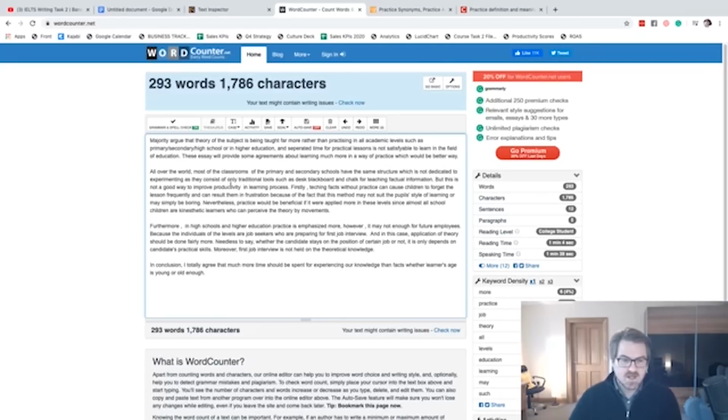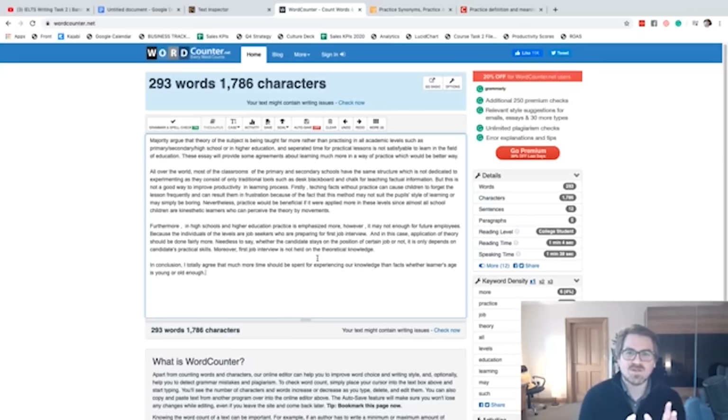Wordcounter.net not only counts your words, it's important to know how many words you're writing, of course, but what is more interesting is this keyword density. You'll see that this person repeated the word more 6 times, practice 4 times, job 4 times, theory 3 times. While you're practicing, you can paste your essay in here at the end, and if you're doing 10 essays a week, you will soon see that there are words that you repeat very, very often. And there may be words that you could change.